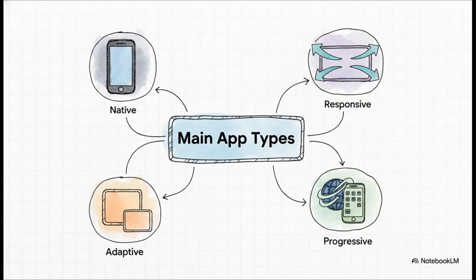Responsive web apps automatically adjust their design to the form factor and screen size, usually based on fluid viewports. Adaptive web apps, on the other hand, adjust their design according to strict, predefined sizes. They basically load a completely different layout depending on the device size they detect. Knowing that distinction between responsive and adaptive, that is a classic exam check. And finally, we have progressive web apps.